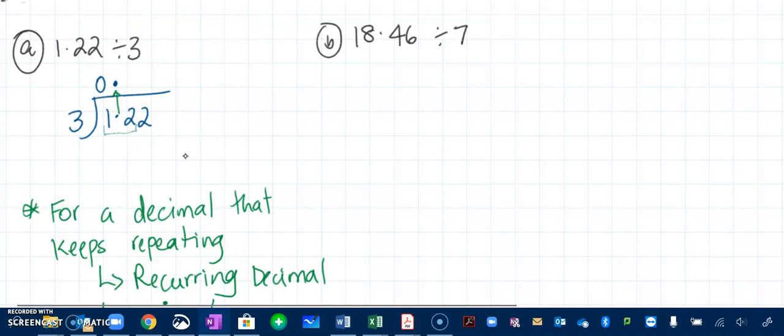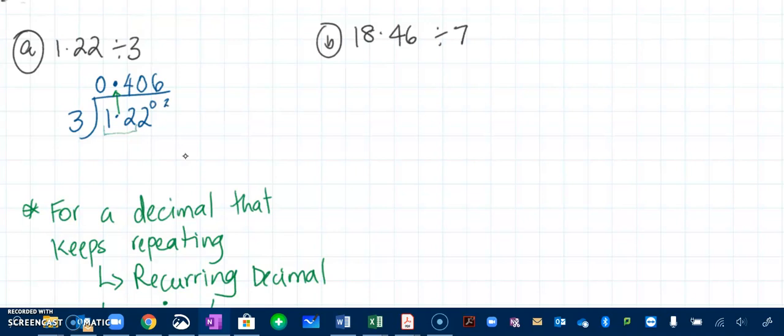Now, when we combine the two digits 1 and 2 and ask ourselves, can 3 go into 12? Yes, it goes 4 times with no remainder. But then we still have one digit left, 2. Can 3 go into 2? No. So whenever it cannot go, we put a 0 in your answer, but at the same time, because we already have a decimal point, we add a 0 to 2 to make it 20. 3 goes into 20 6 times, and what's remaining is 2.